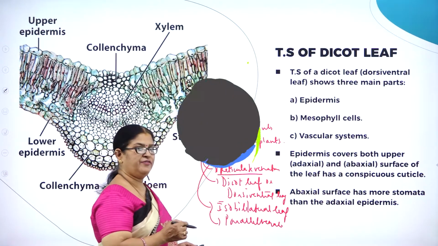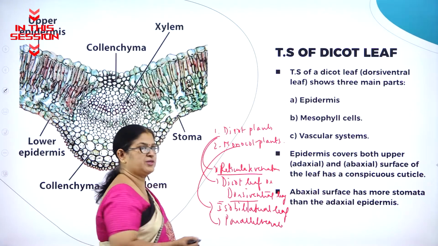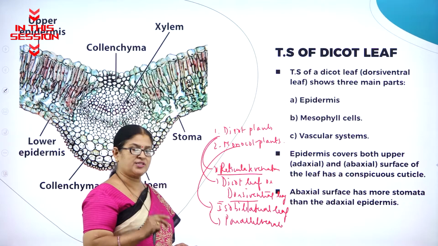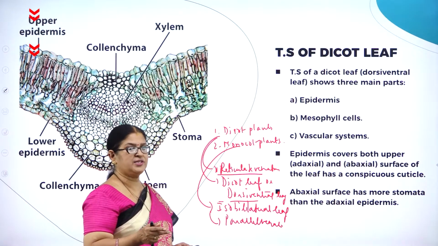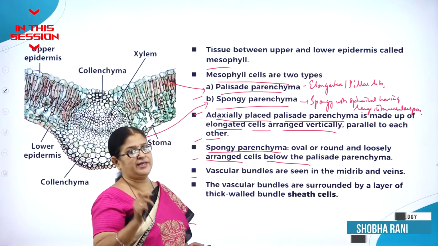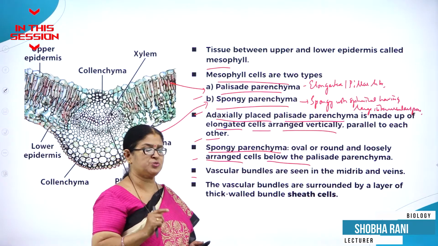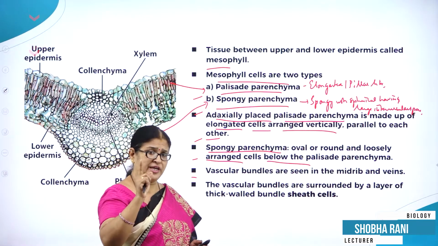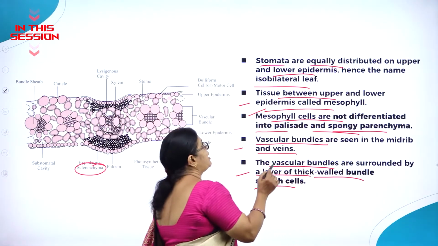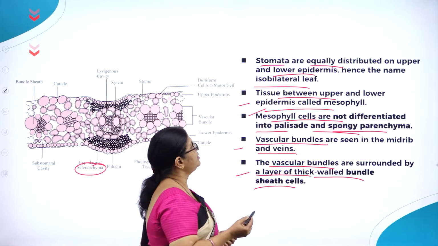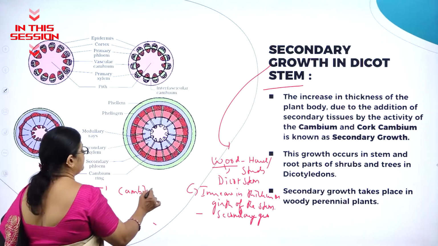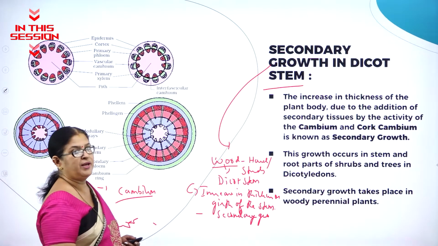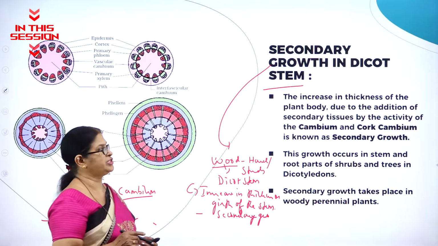So dicot leaf is called dorsiventral leaf because it has two surfaces, dorsal surface and ventral surface. Dicot leaf will have both the types of chlorenchyma, that is palisade and spongy, whereas monocot leaf will have only spongy type of chlorenchyma. Stomata are equally distributed on upper and lower epidermis, hence the name isobilateral leaf. Cambium is present in dicot stem but it is absent in monocot stem.